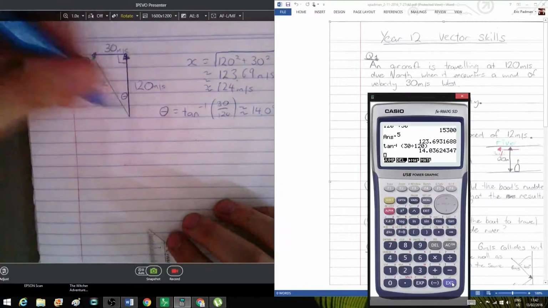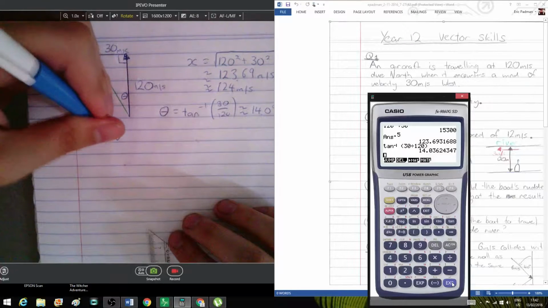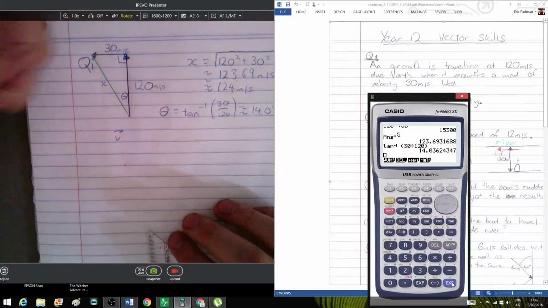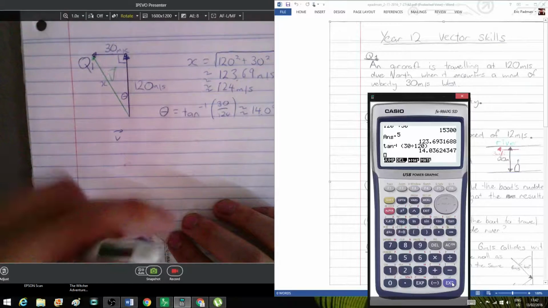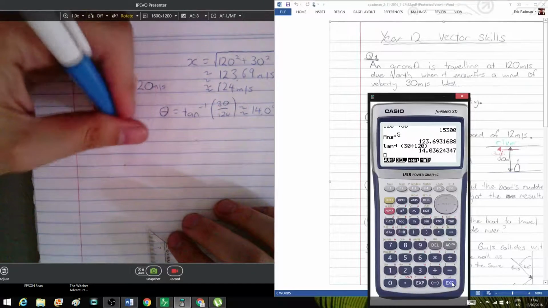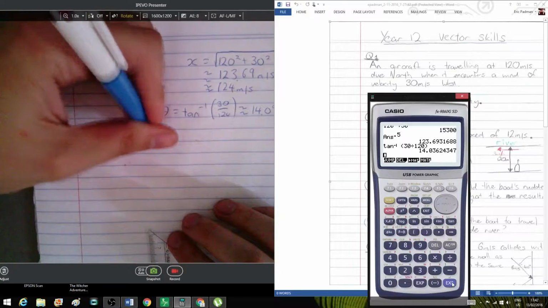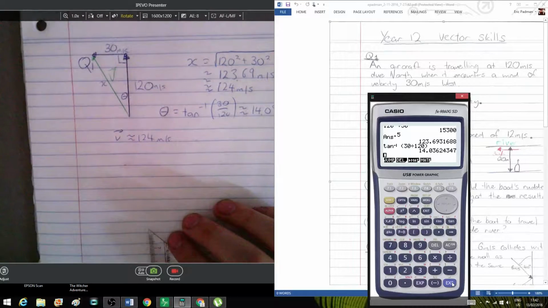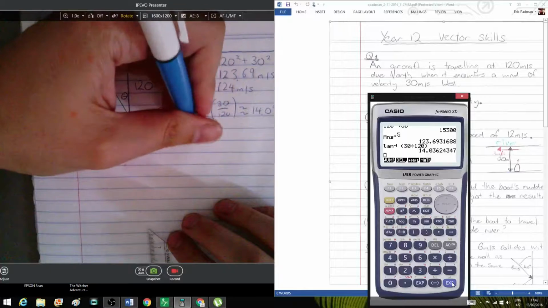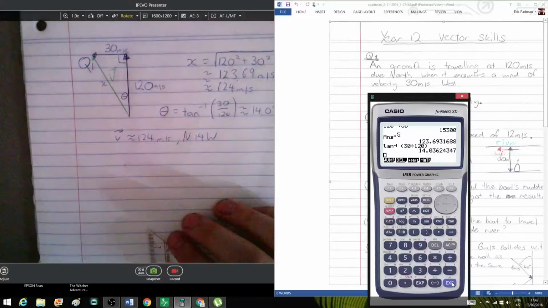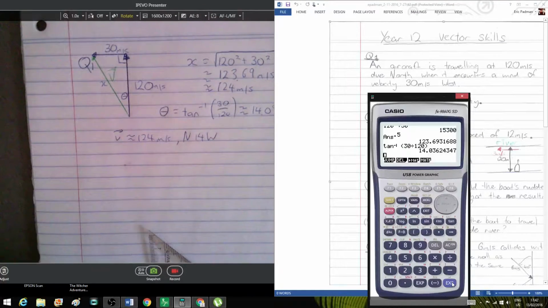Alright, so full answer. The velocity vector is approximately 124 meters per second in a direction of north 14 degrees towards the west. Okay, there we go. I think that one was pretty straightforward. Let's try the next one.